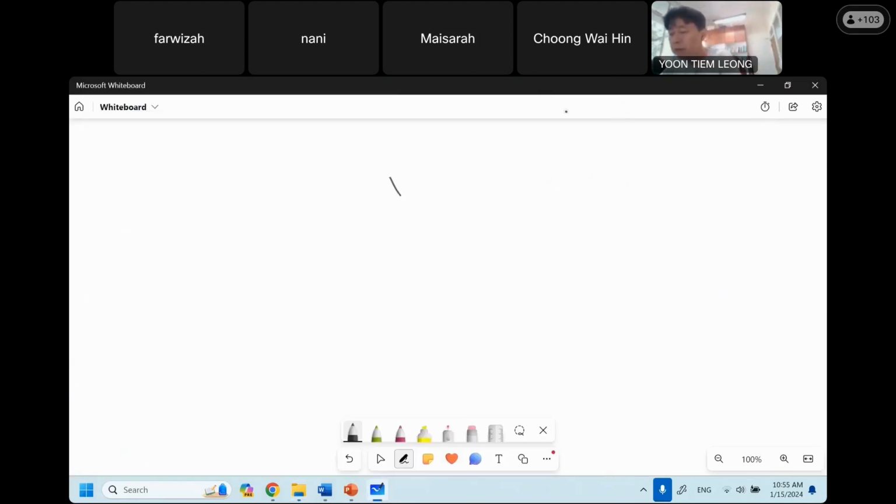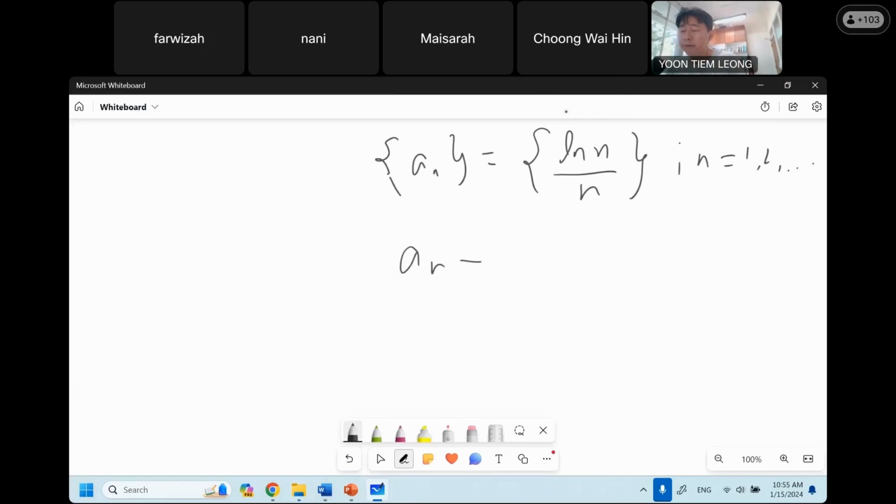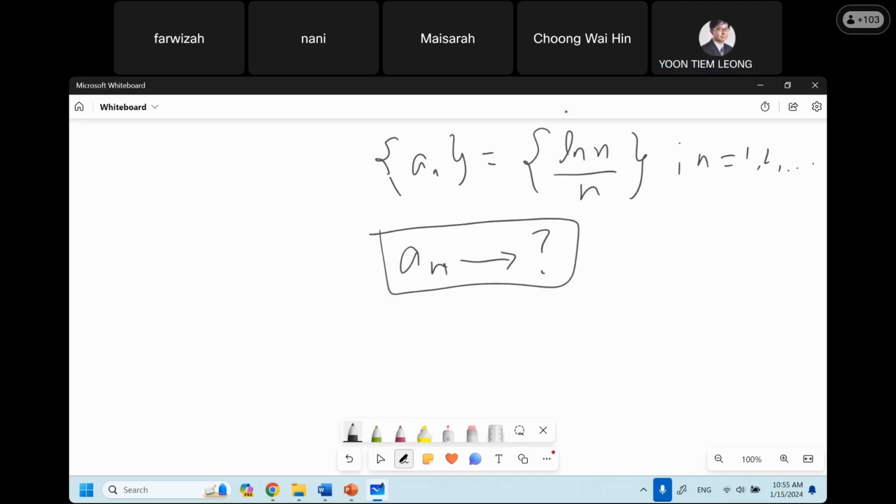Okay, so now our question is this. I'm giving you a sequence where a_n is given by ln n over n, and n is 1, 2, 3 up to infinity. And I ask you, what is the limit of the sequence? This is a shorthand notation to represent the limit of the sequence a_n.